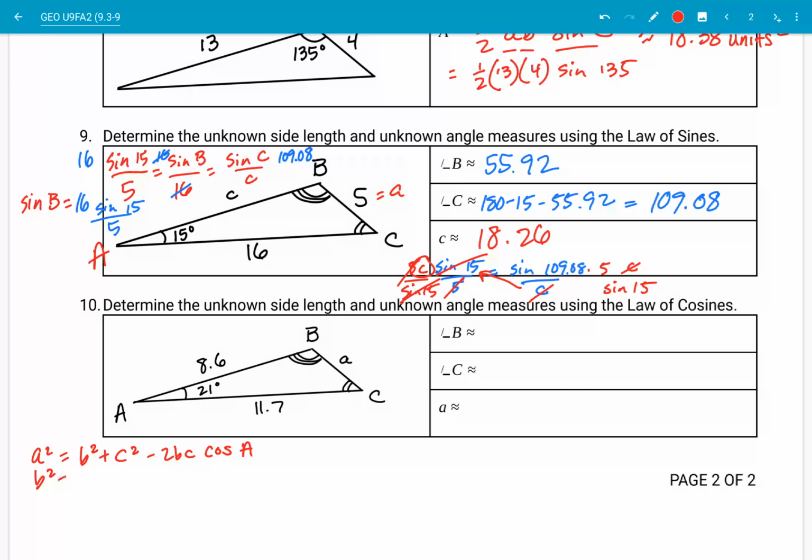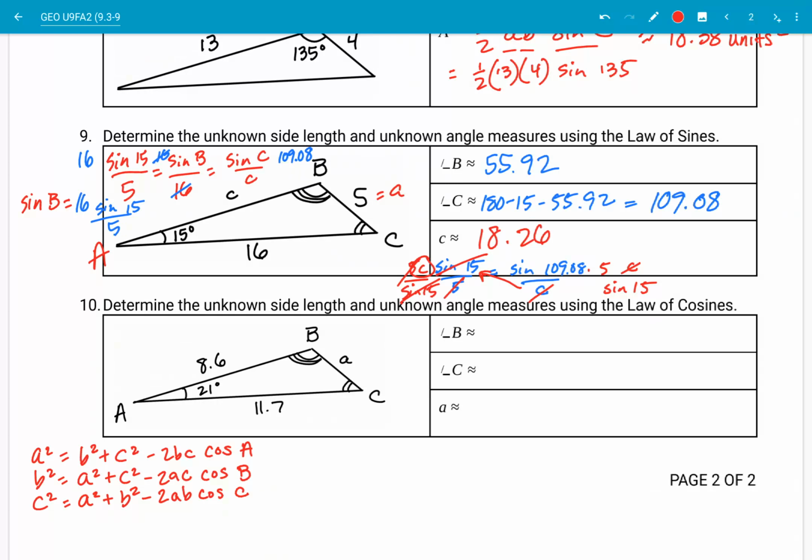B squared equals a squared plus c squared minus 2ac cosine b. And c squared equals a squared plus b squared minus 2ab cosine c. Okay, step 2 is I need to figure out what information I am given.